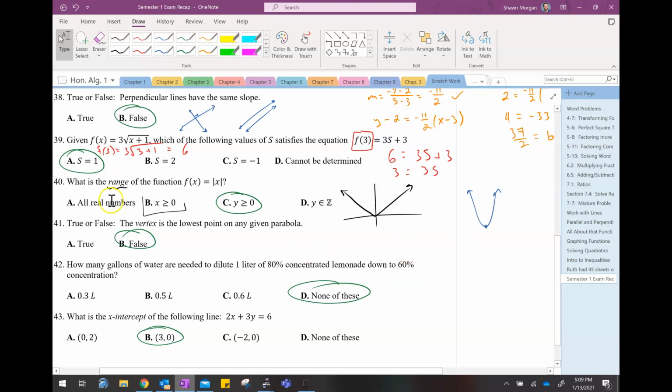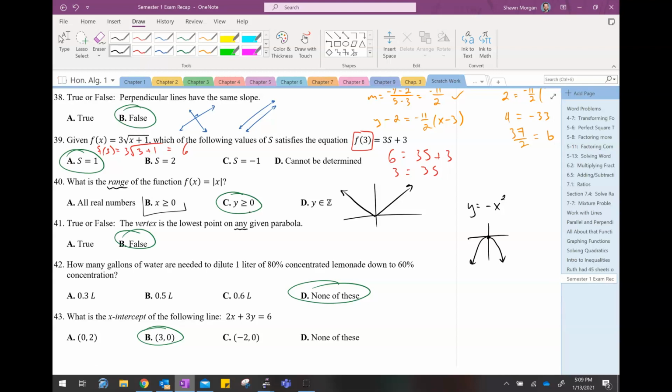It says the vertex is the lowest point of any given parabola. So, I might give you a parabola that's concave down. I might say, hey, consider the function y equals negative x squared, whose graph looks like this. All right? Are you telling me that this vertex is the lowest point on that given parabola? I think not. So the reason that this one's false is because although that statement applies to concave up parabolas, it does not apply to all parabolas.